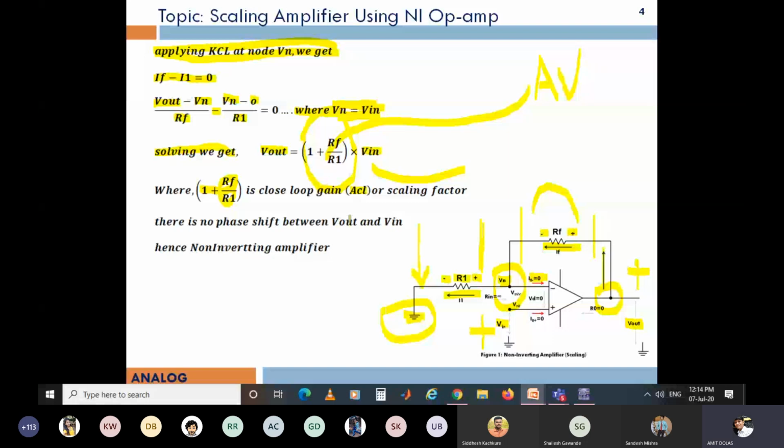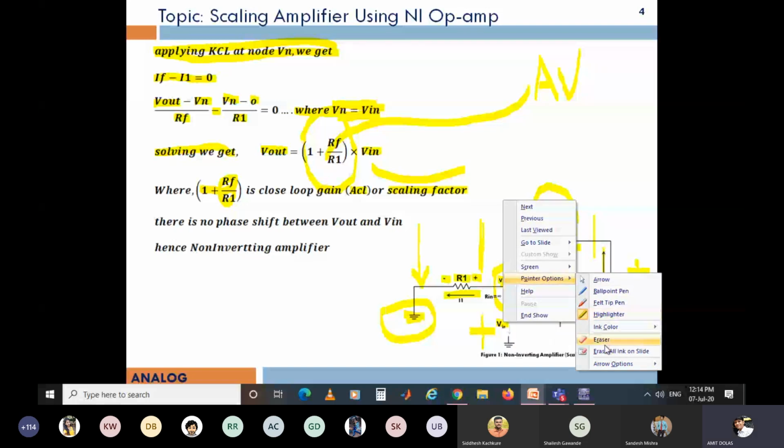So if somebody asks you to design a non-inverting amplifier with scaling factor 5, the ultimate meaning is it will multiply the input by 5 and generate the output. You can see the equation.